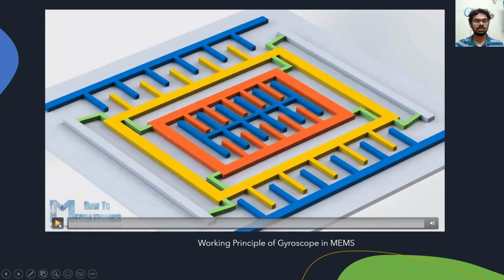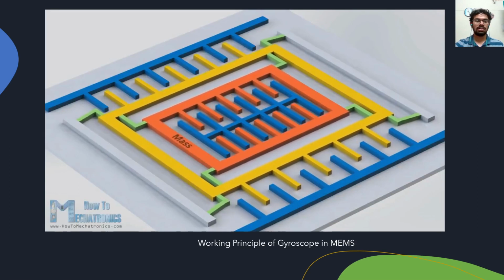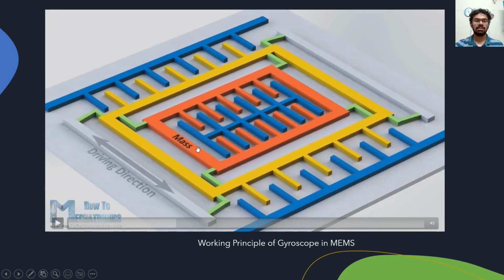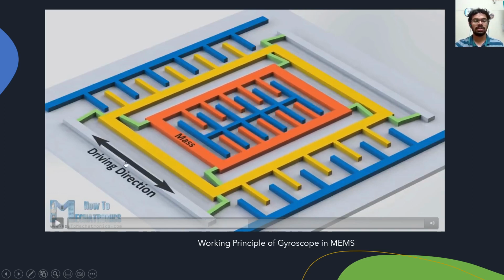So we'll see the working principle here. This is the basic design of a gyroscope in a MEMS. It contains a mass element so that the body will vibrate. And these green components are the spring-like components. This driving direction is the direction in which the velocity is applied. When only the velocity is applied, these capacitors are useful in getting the angular velocity. These capacitors don't have a huge change in length, and even though there is a change in area, it isn't much and can be easily neglected.